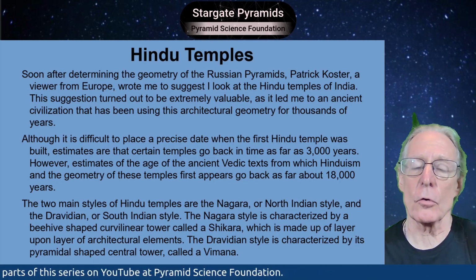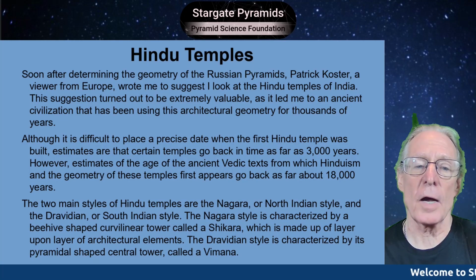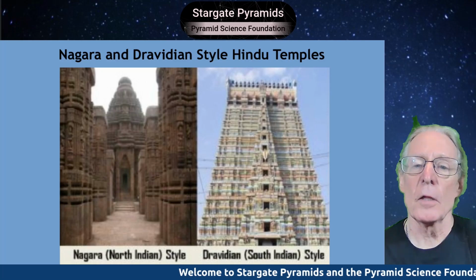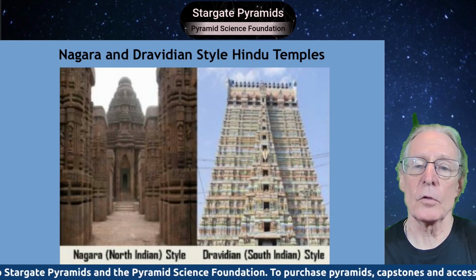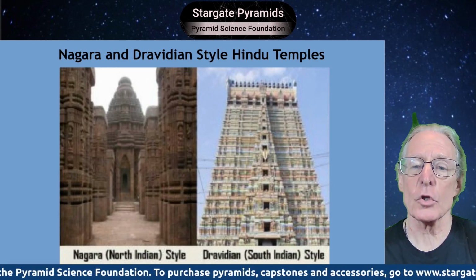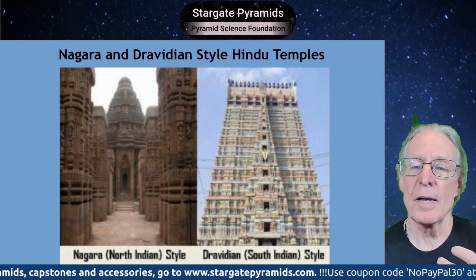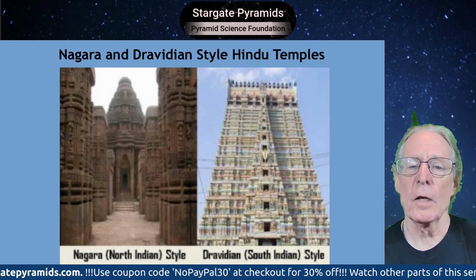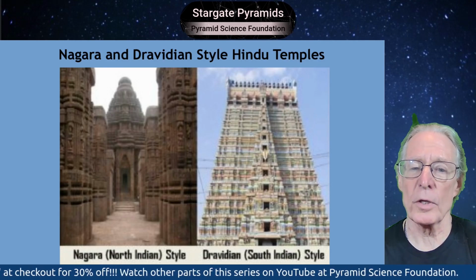The older of the two is the Northern Indian style or Nagara style, which is found in North India. And then there's the Southern style, which is called the Dravidian style. And we see pictures of those here. The Nagara and Dravidian styles, you see the Nagara style shows, and we'll see this more, a much more subtle and intricate architectural style. The Southern or Dravidian style is more recent.